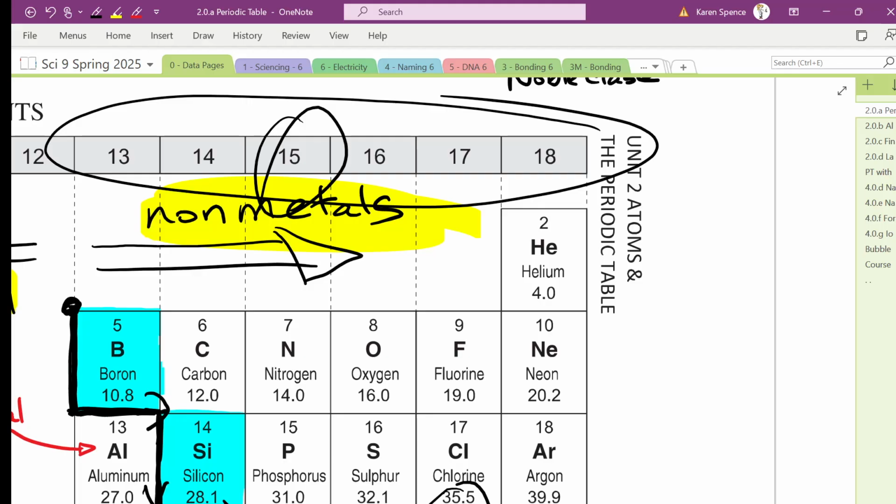If you have 5 valence electrons, are you closer to full or closer to empty? You're closer to full. So what are you going to do? Gain or lose electrons? Gain. How many? 3. What charge are electrons? So it's going to be 3 negative.